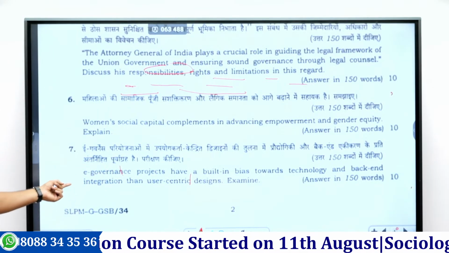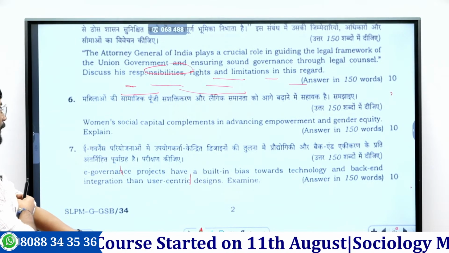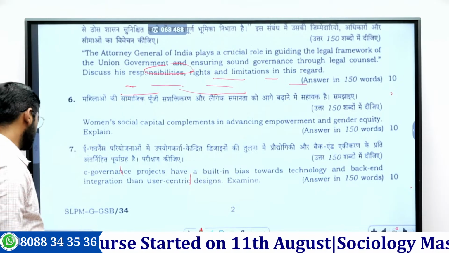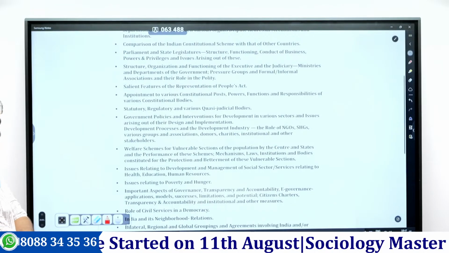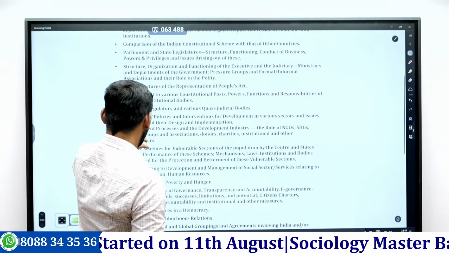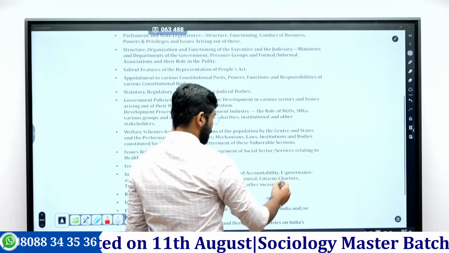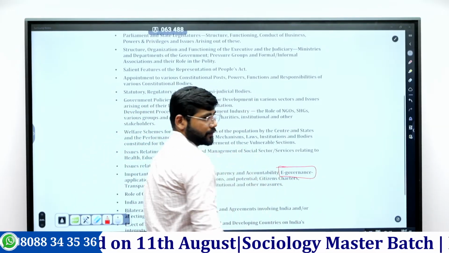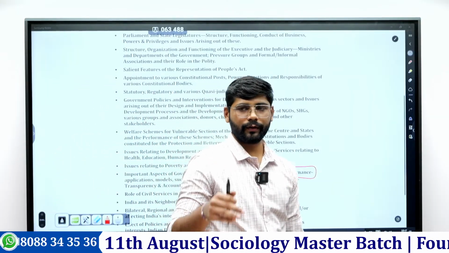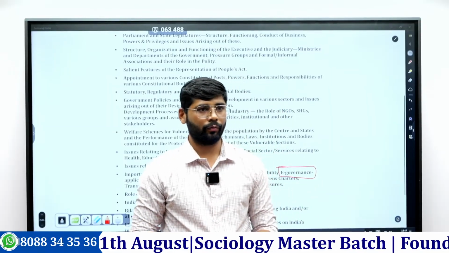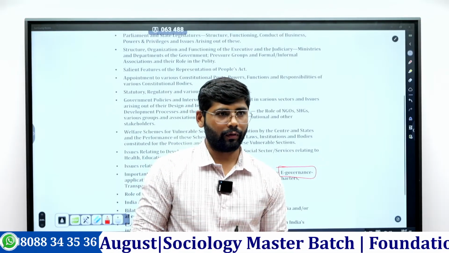The next: e-governance projects have a built-in bias towards technology and backend integration rather than user-centric design. There is a direct question on this in the syllabus. E-governance. When we cover e-governance, we will not just see what e-governance is. We will cover all the related aspects. What is its potential? What are the issues?